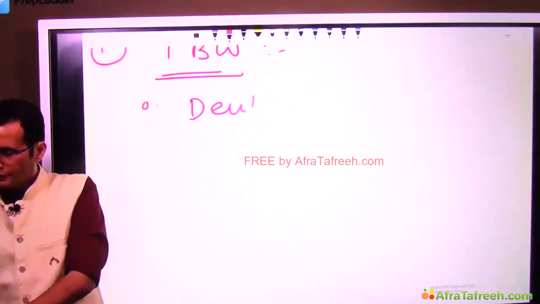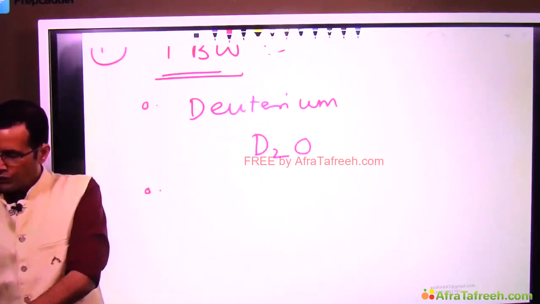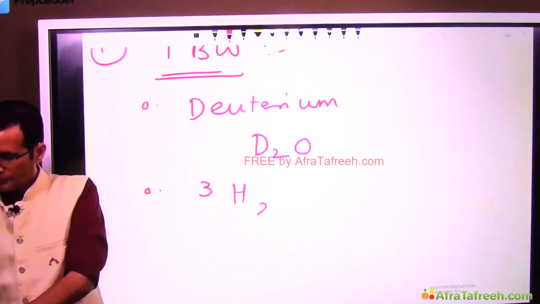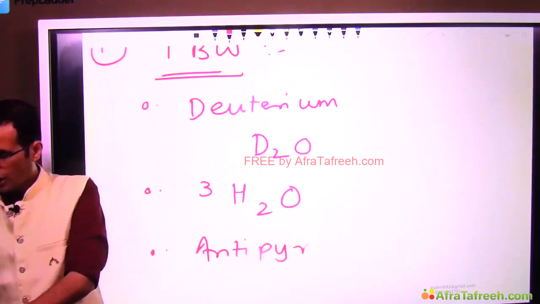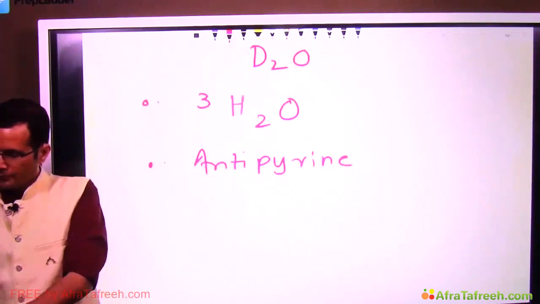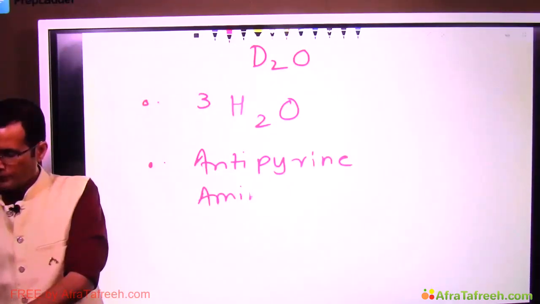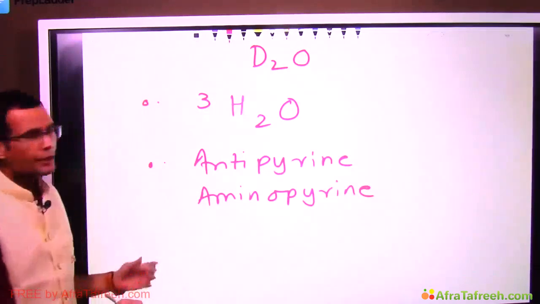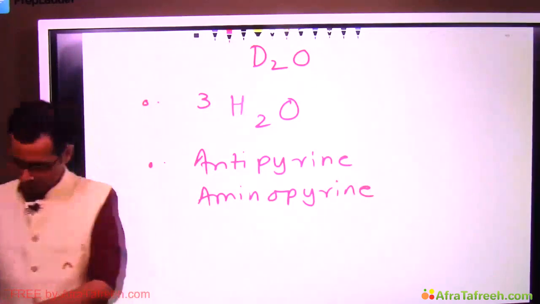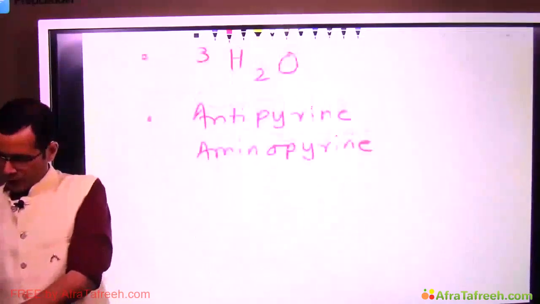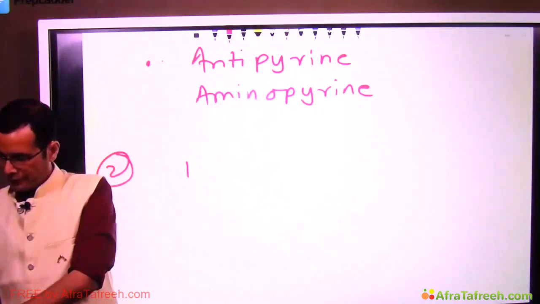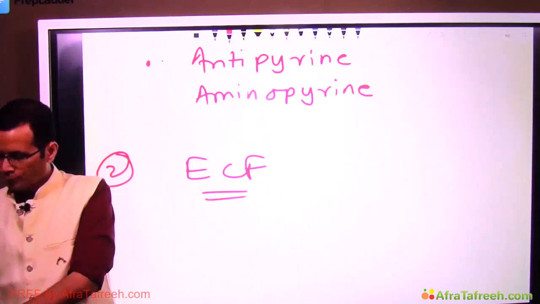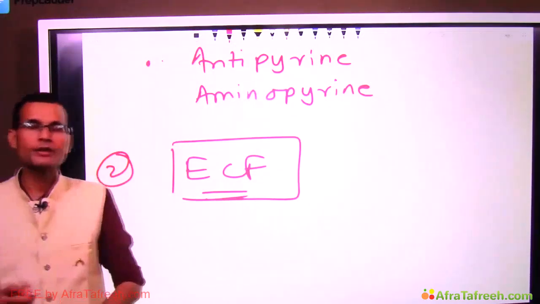Deuterium oxide, or tritium, antipyrine or aminopyrine. These are the indicators for measurement of total body water. Then second, ECF volume. How do we measure the ECF volume?